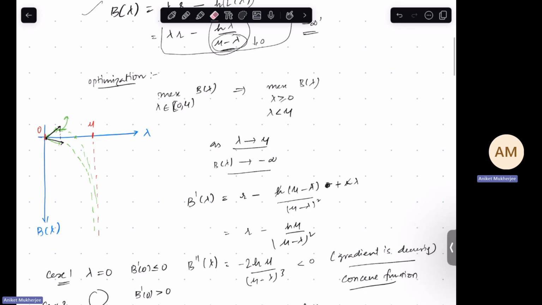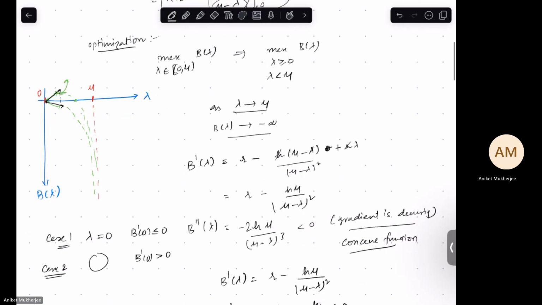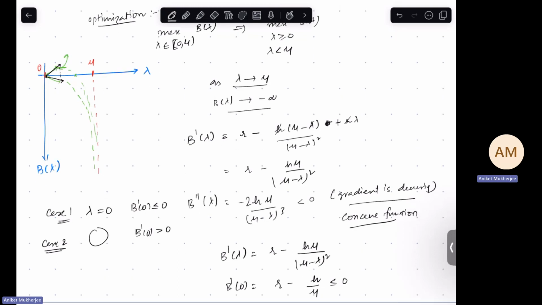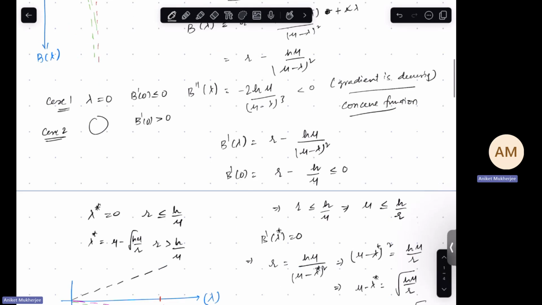So we need to find the cases where the gradient of the objective function at the point 0 is positive or negative, as it defines the optimal. If it is negative, then the optimal is 0. You can't do anything. If it is positive, then you can find the optimal solution by equating the first derivative to 0, and we get lambda star equal to mu minus root of h mu by r. So if r is less than or equal to h by mu, the optimal is 0. If r is greater than h by mu, the optimal is mu minus root of h mu by r.